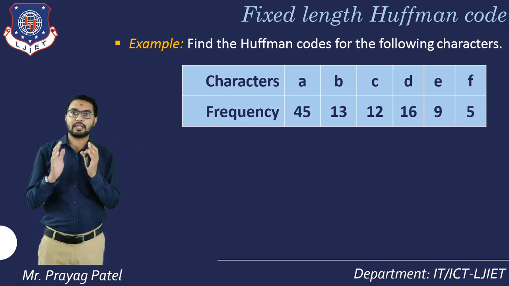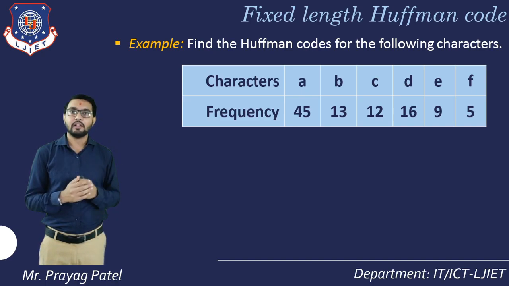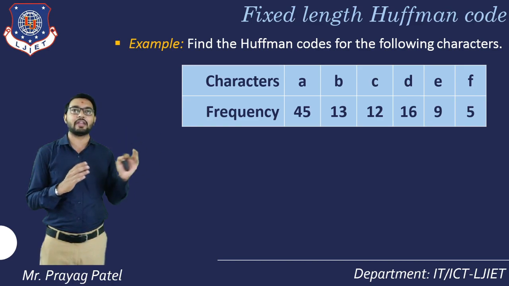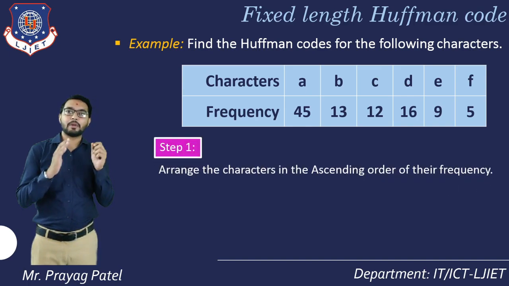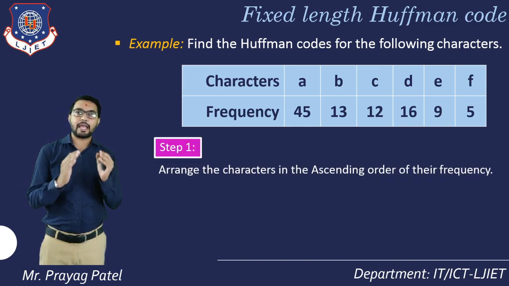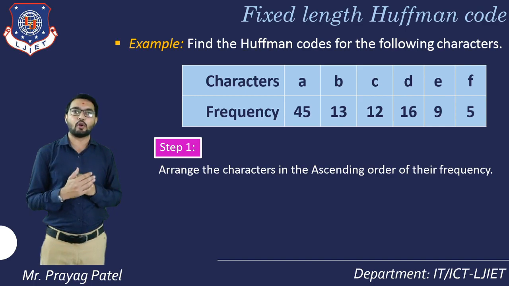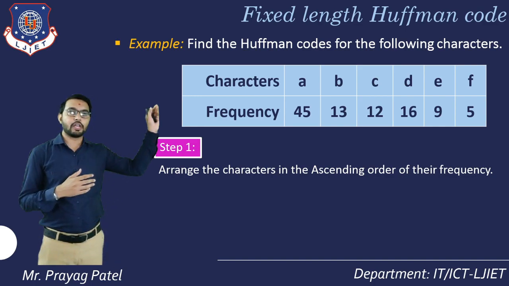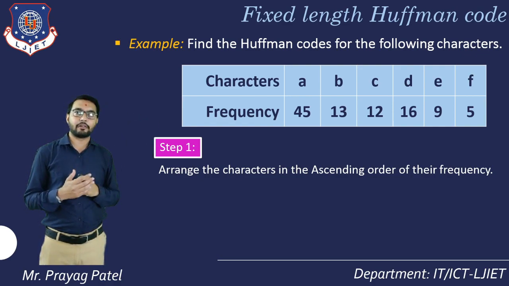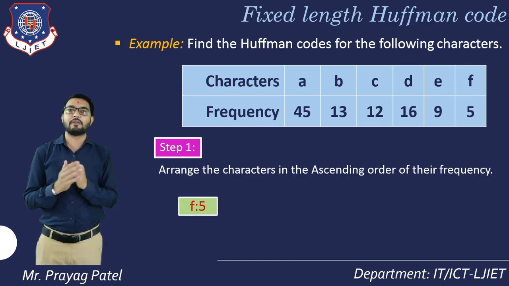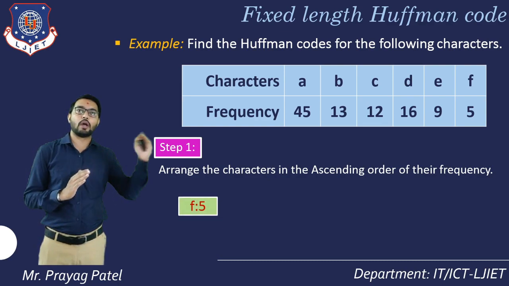So in some cases the given data is in the form of frequency or in some cases the given data is in the form of a string. If the given data is in the form of a string, then first you find the frequency of each and every character. So here consider the frequency table. Now step number 1. Step 1 is to arrange the characters in ascending order of their frequency. So here consider the minimum frequency as the first position. So here consider this frequency table and take one by one frequency from the lowest number to the highest number.